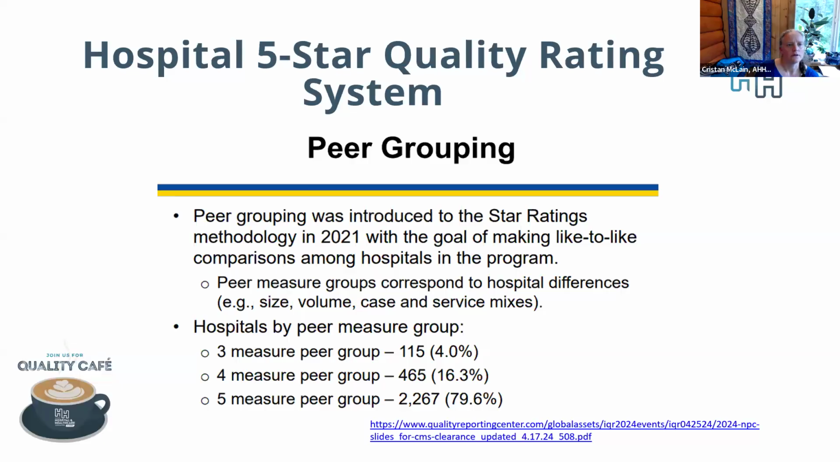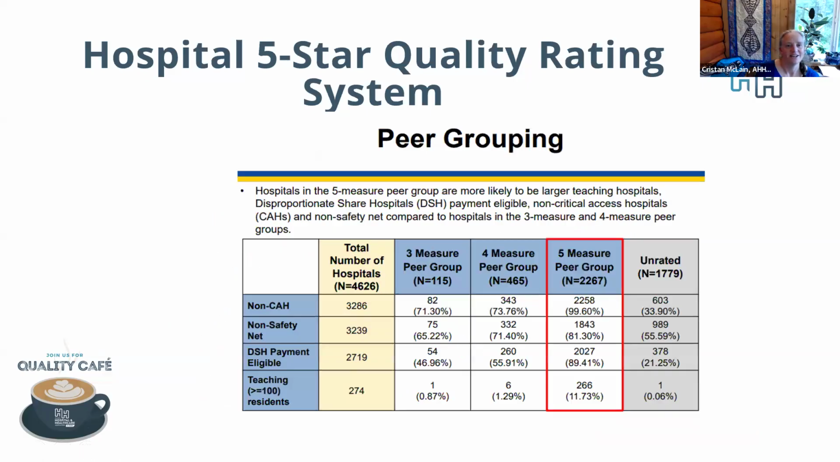So you can see the hospital by peer measure group. The majority of the hospitals are landing at the 5 measures. There's 79% of the hospitals in the July update that were in the 5 measure group, 16% in the 4, and 4% in the 3 measure group. And I have a reference on there for your information.